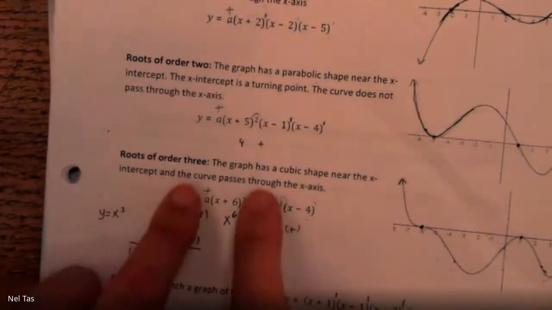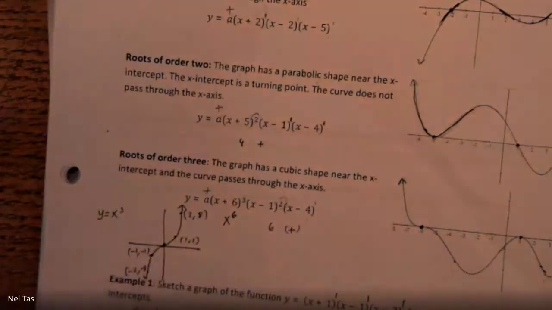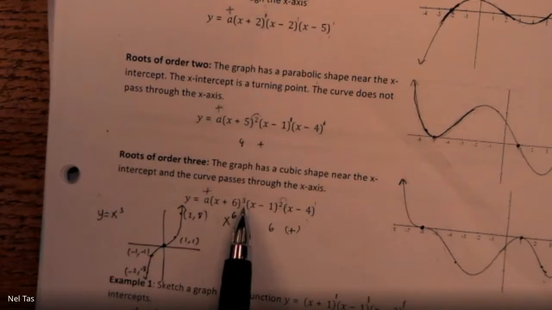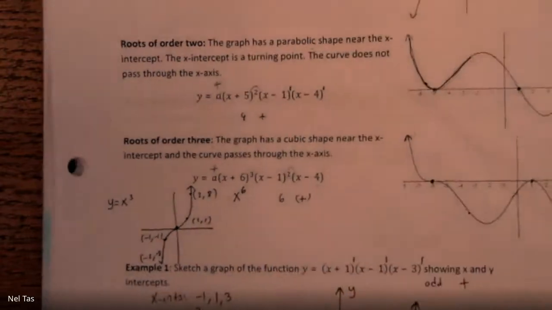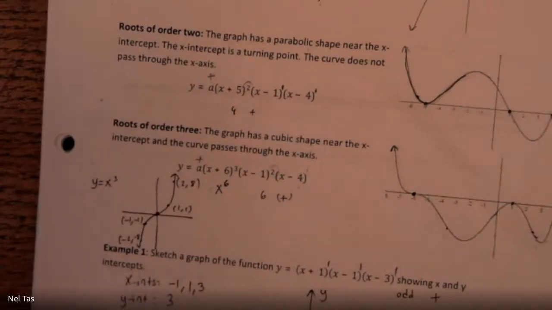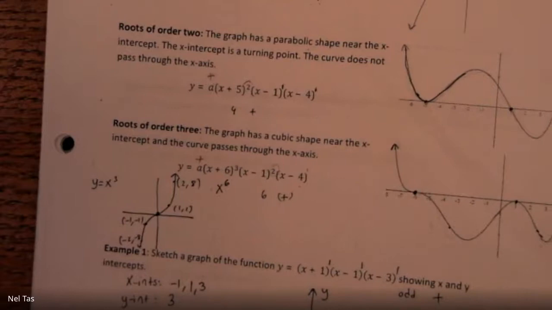If this was only y equals x plus 6 cubed, that's another story. Then yes, that would have an odd degree with positive leading coefficient. Then the graph would go from quadrant 3 to quadrant 1. Does that answer your question? Okay, let's move on.